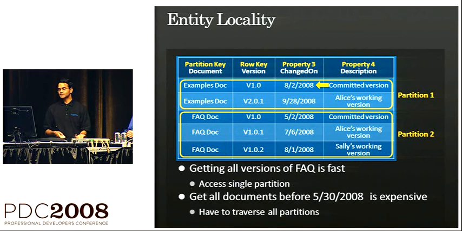if you have to get all the documents before 5/30/2008, you can expect this to be very expensive. First, it has to scan all the entities in the table, and has to traverse all the partitions. So the typical execution sequence would probably be like this. You look at the first entity, it doesn't match. The next one doesn't match. The third one matches, but you can't stop. You still have to keep going forward until you hit the end of the table, and that is when you can stop. So as you can see, this can be a very expensive query.